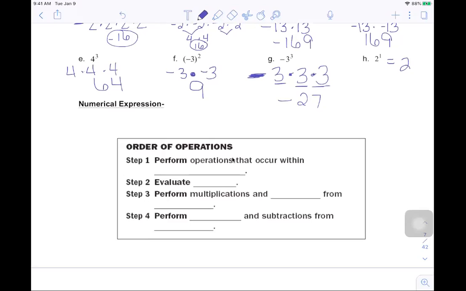So you don't necessarily need the app, as Mr. King was explaining. You could just go to your web browser and type in scientific calculator, and a free one will come up for you to use.